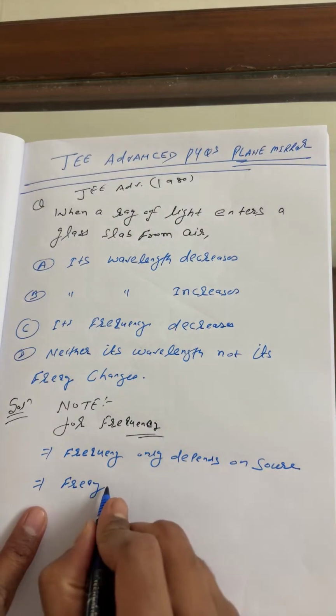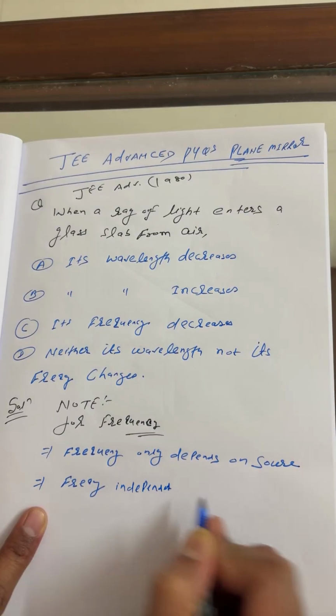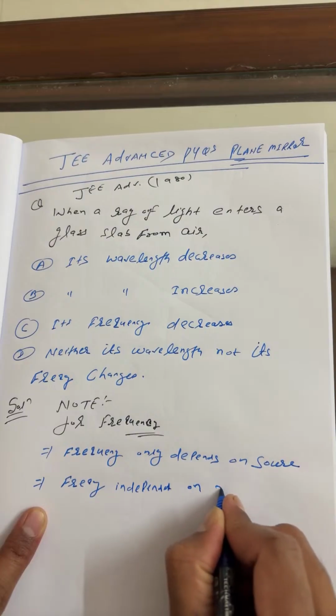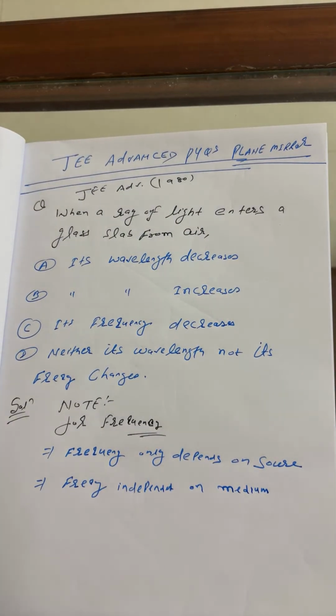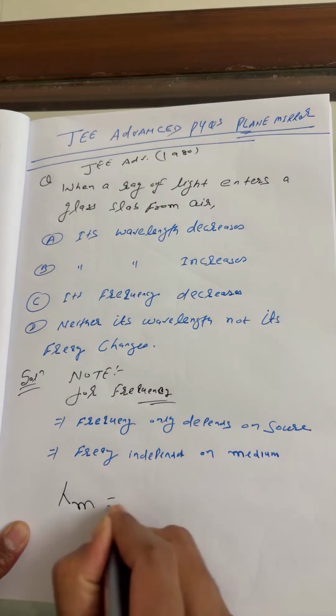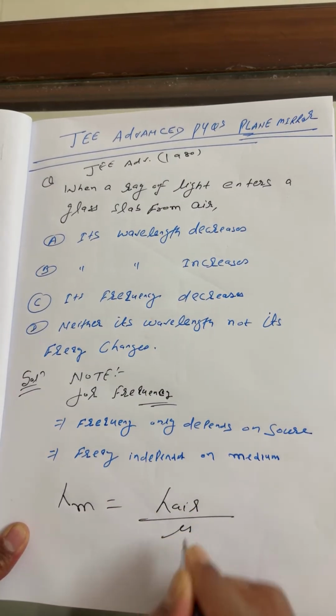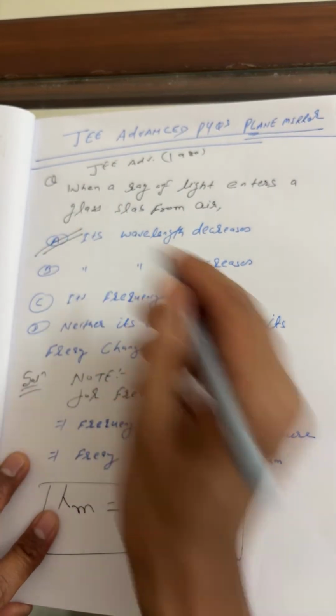The frequency only depends on the source. Frequency is independent of the medium. So there is no change in frequency, right? Yesterday I gave this, and today I also repeated these questions. Lambda for the medium, what can we write? Lambda of air upon mu. So the answer: wavelength decreases in the medium. Option first is the correct answer only.